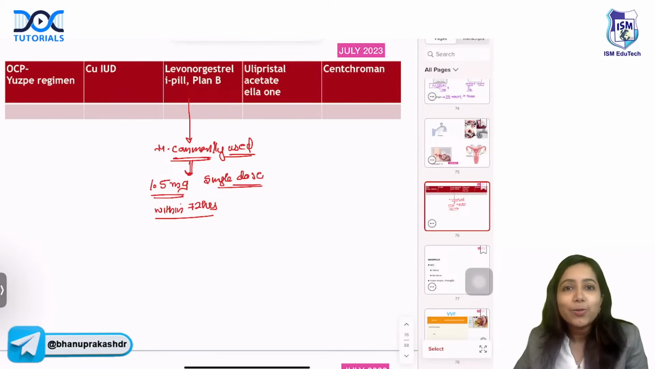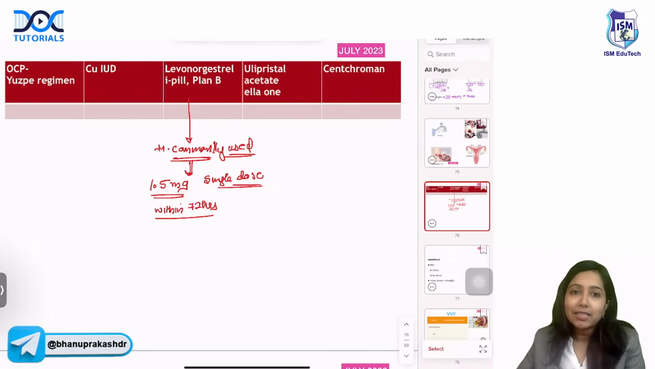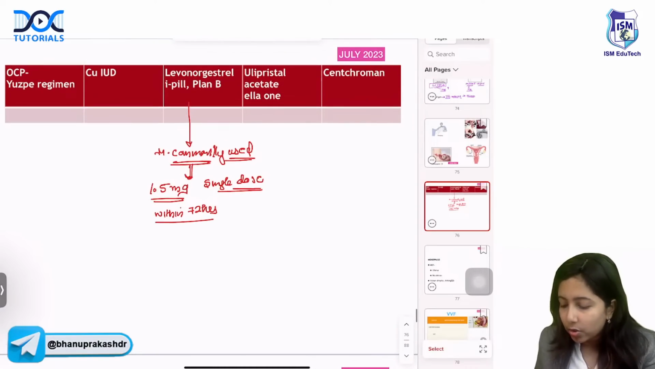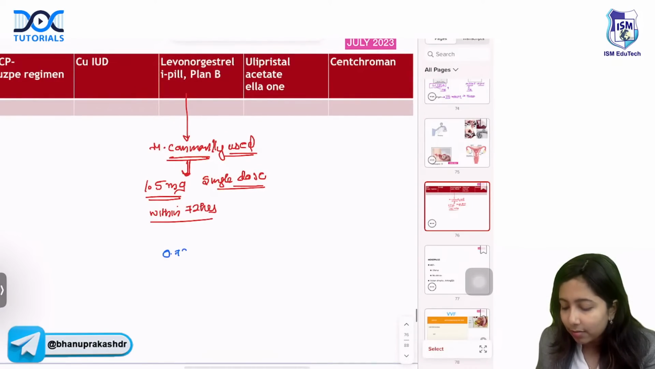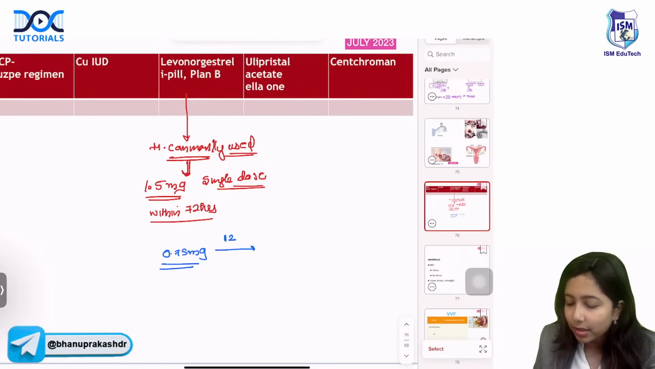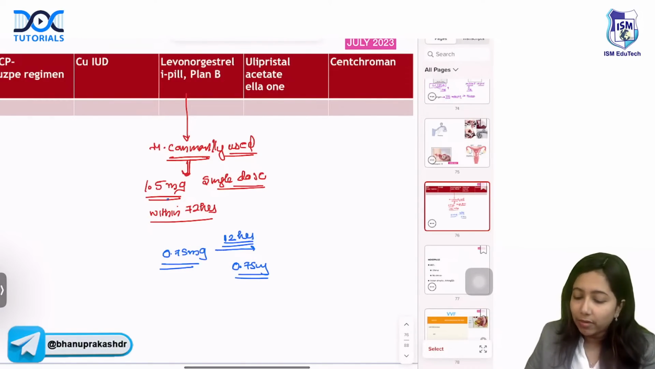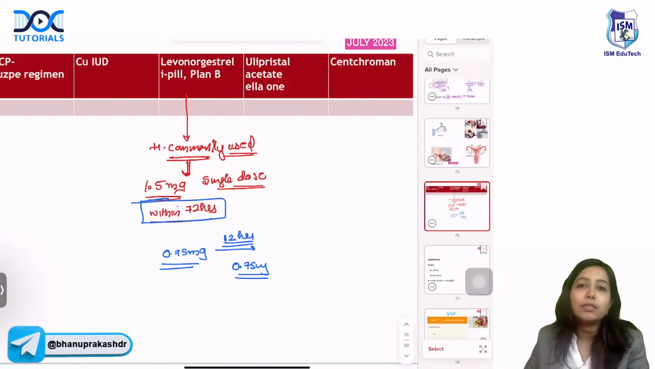So the most commonly used one is the LNG containing, which is basically the I-pill. The dose is 1.5 milligram single dose, which is given within 72 hours. Or it can be given in divided doses as well. You can give 0.75 milligram initially and repeat it after 12 hours, giving the next dose of 0.75 milligram. This has to be given within 72 hours.